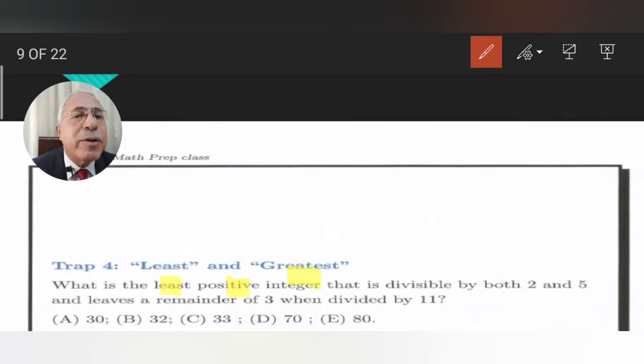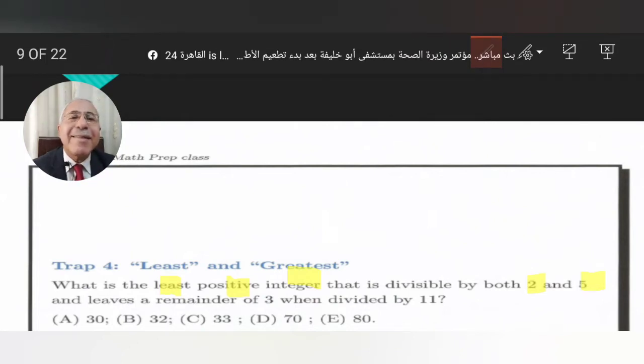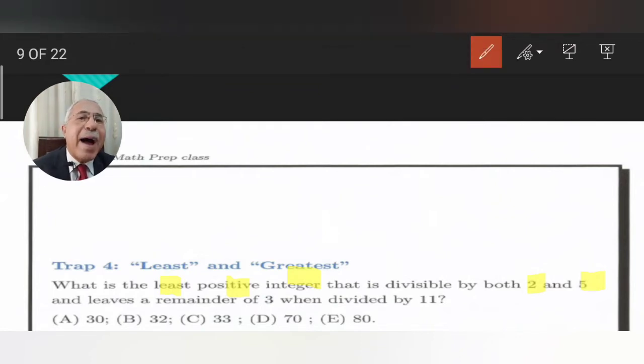Okay, let's continue. That is divisible by both 2 and 5. The number which is divisible by 2, that means the unit digit must be 0, 2, 4, 6, or 8. And the number that is divisible by 5 must end in 0 or 5. Great. Okay, this is clear till now.